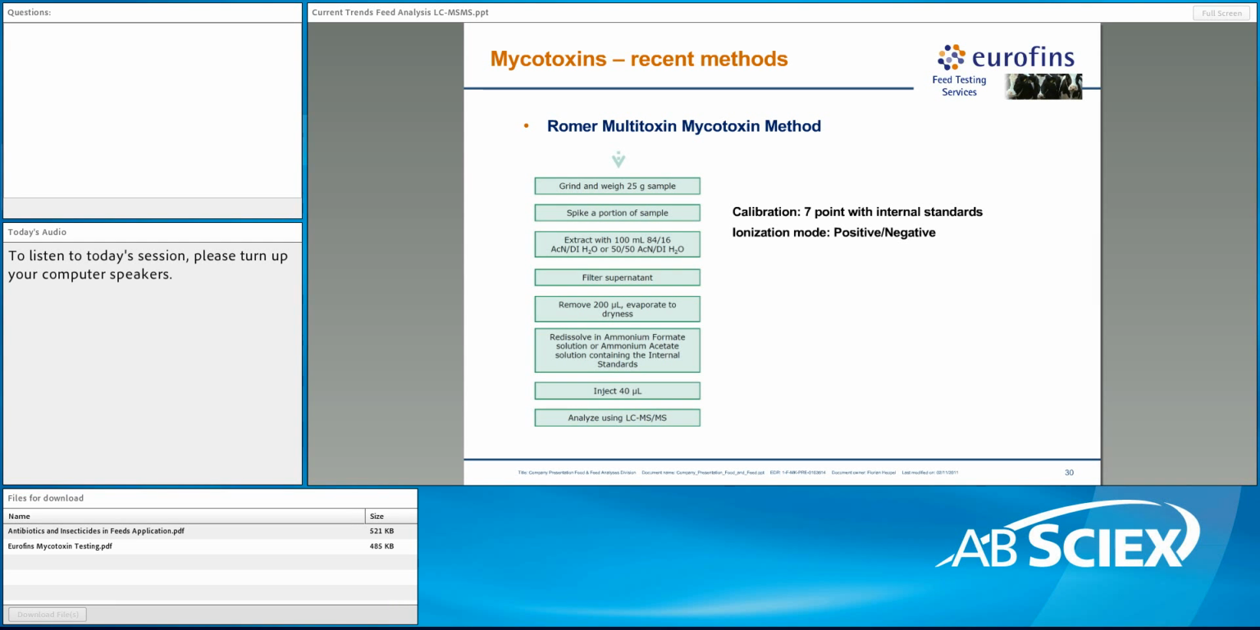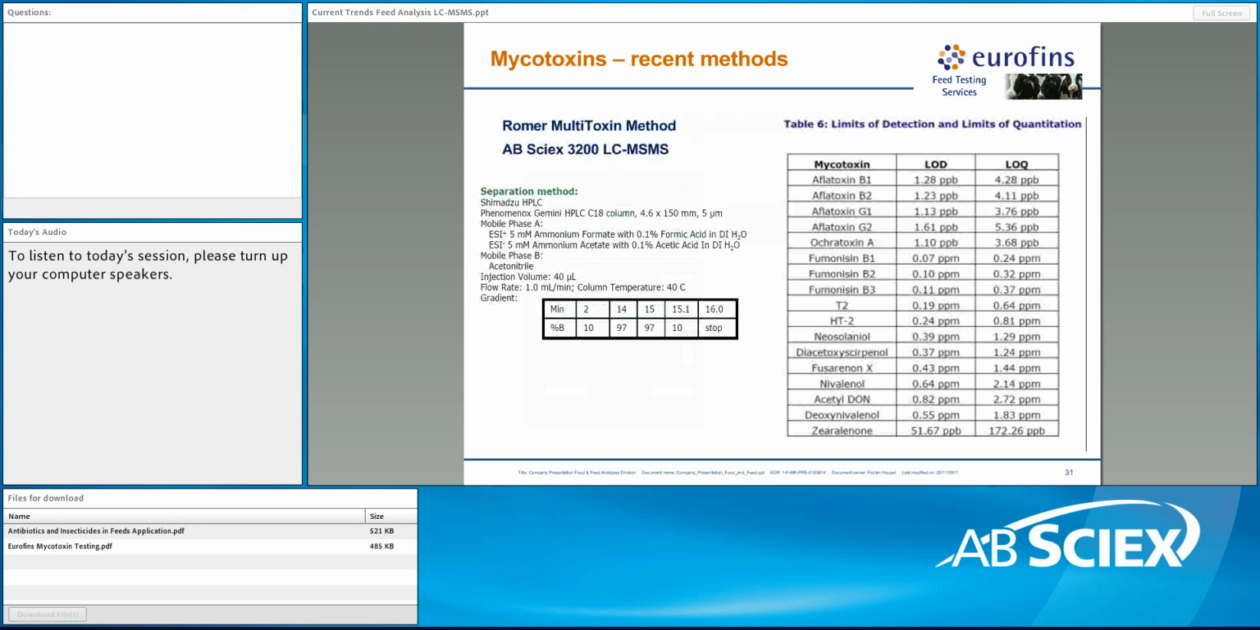Calibration in the method is achieved with 7-point standards, including internal standards, but those numbers can be modified in each particular laboratory where it's used. Ionization mode was both positive and negative for the various mycotoxins under test.